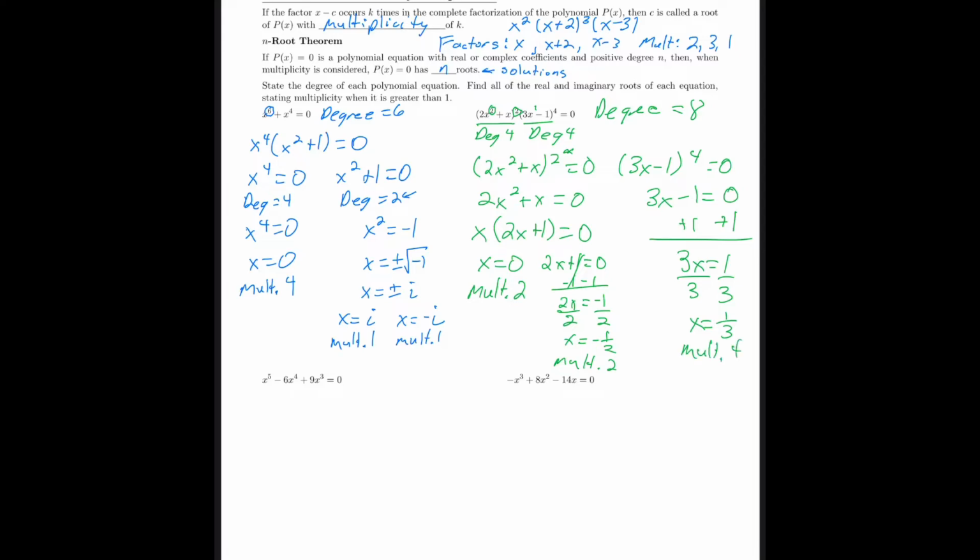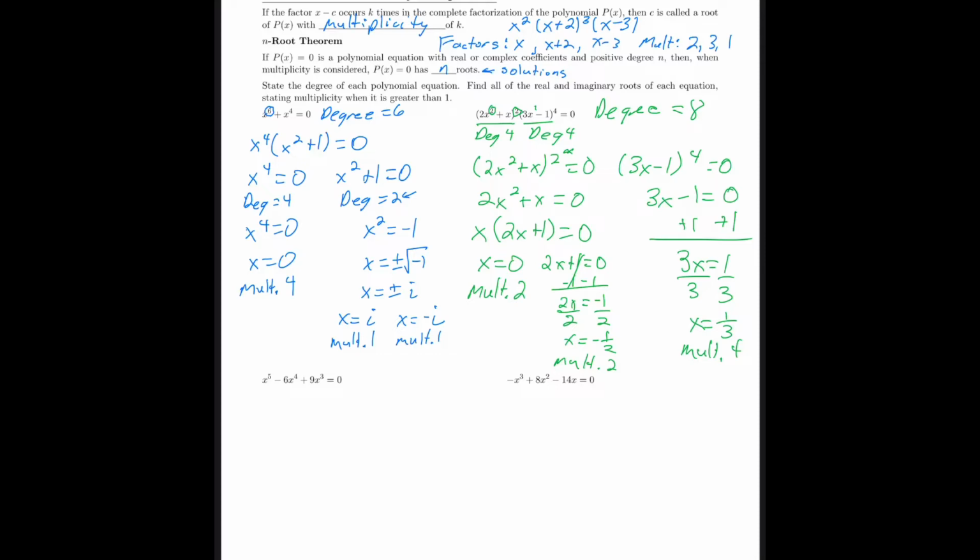So we take the fourth root of both sides, so 3x minus 1 equals 0. Add 1 to both sides, and we get 3x equals 1. Divide both sides by 3, and we get x equals 1/3. We should have gotten 4 roots. We only got 1 root. 4 divided by 1 is 4, so the multiplicity of this root is 4.